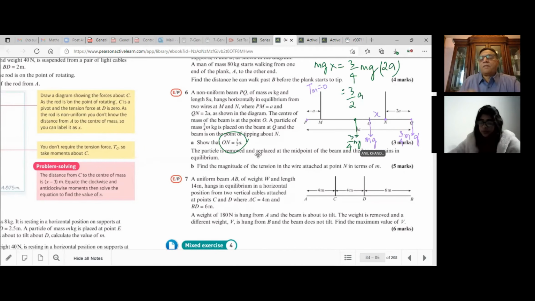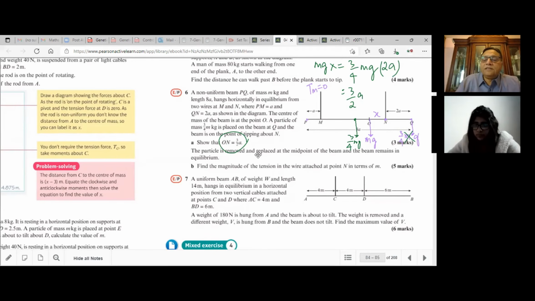Oh, that particle. Yeah. It is removed from Q. Now it is no more at Q. It is removed from Q and is brought to the center. So the particle is removed and replaced at the midpoint of the beam, and the beam remains in equilibrium.